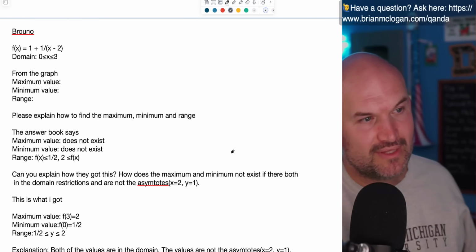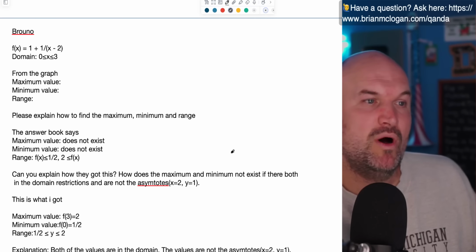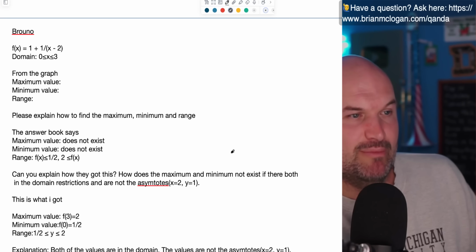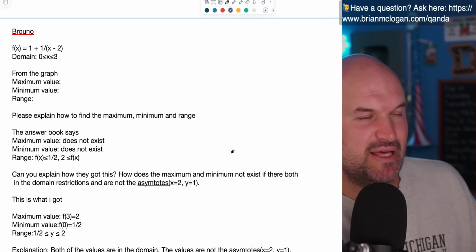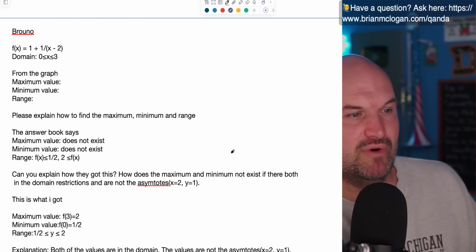All right, Bruno, f of x equals 1 plus 1 over x minus 2. The domain is 0 is less than or equal to x, less than 3. From the graph, find the maximum, minimum values, and range. Please explain how to find the maximum, minimum, and range.